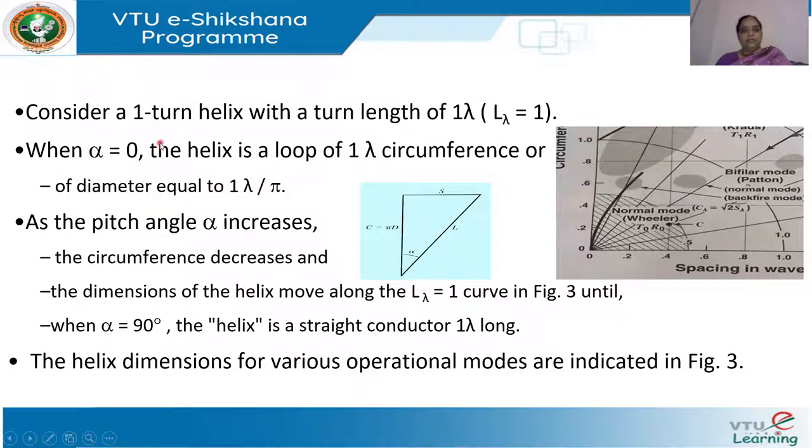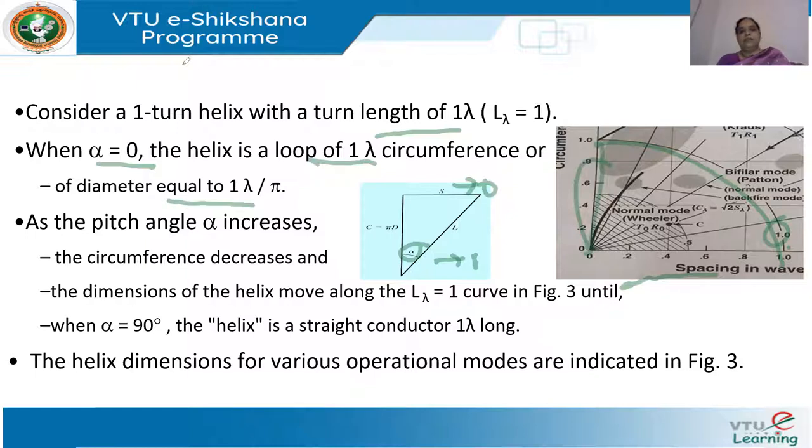We also have a special case. Let us consider a one-turn helix with a turn length of 1 lambda. When you look at this turn length of 1 lambda, you will be using this portion of the helix. So in the chart, you have this turn length L equal to 1 lambda. In this case, alpha tends to 0 when S tends to 0. So when S tends to 0, this will come here and you get a loop antenna. The loop antenna will have a circumference C by lambda, and C is equal to 1 lambda.